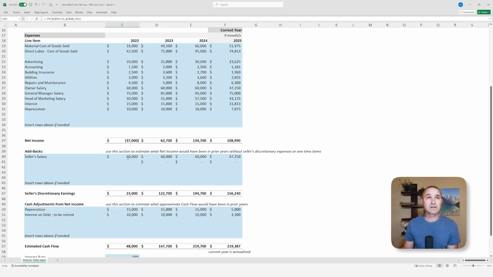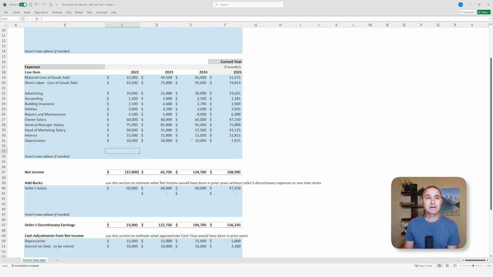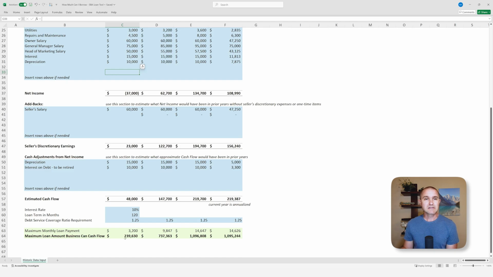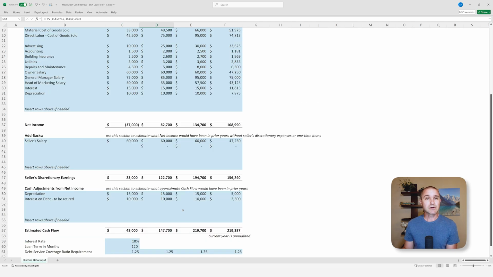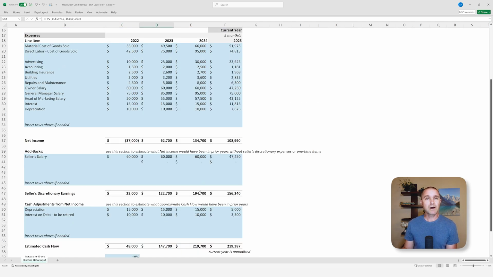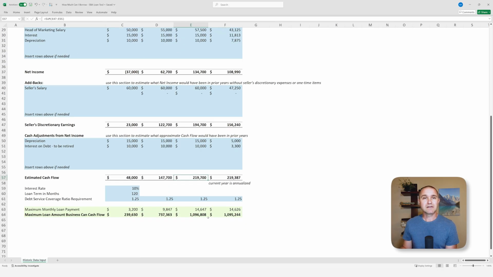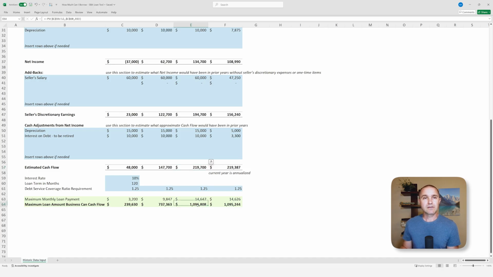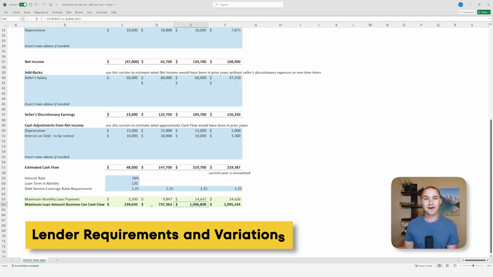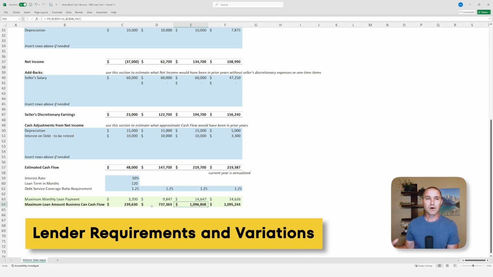Now that was based on 2022 numbers, right? And what you'll see here in this case, the business has been growing much more profitable, and so your estimated cash flow has been increasing quite a bit. In the most recent year, the business can cash flow a $1 million loan, $1,096,000. So this is where it's going to completely depend on the lender what your options are.